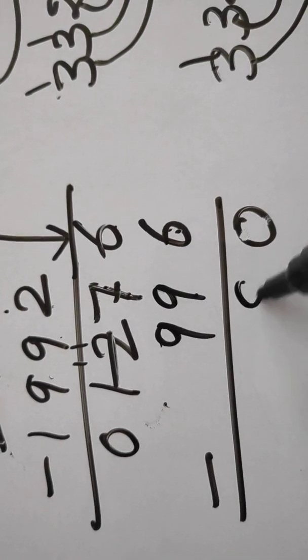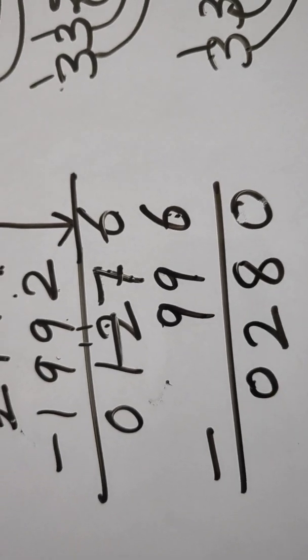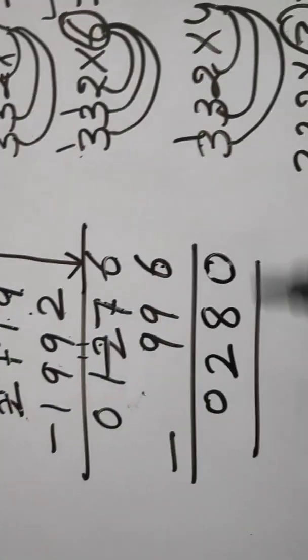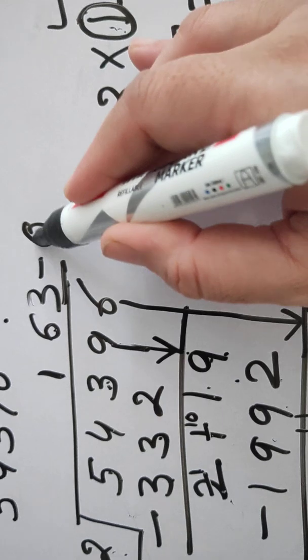17 minus 9, it is 8. 11 minus 9, it is 2, and here remains 0. Now 280, no digit here to bring down, so this becomes our remainder. And this is your answer, quotient.